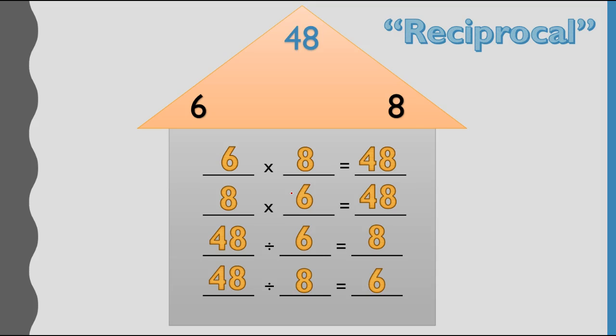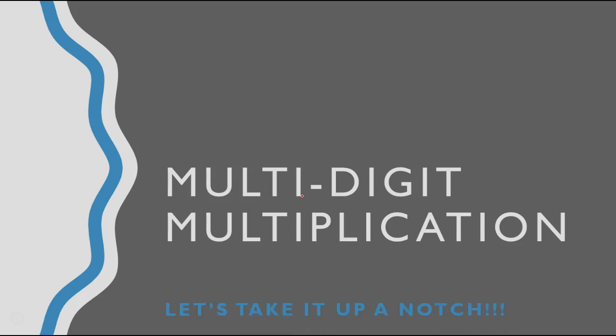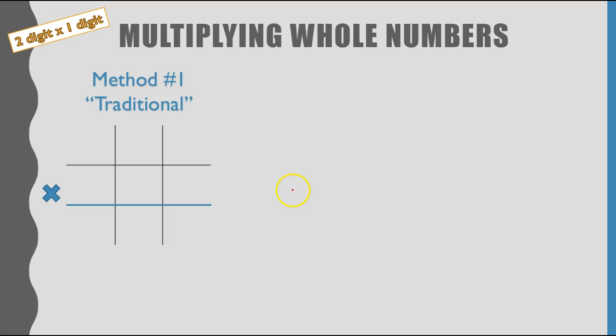So be looking for those strategies for how to memorize your math facts, and hopefully you can get started on that if you haven't already. But we're going to kick it up a notch and start talking about multi-digit multiplication. So we're going to start with 2-digit times 1-digit. And first I'm going to show you 3 different ways that you can solve this type of problem.